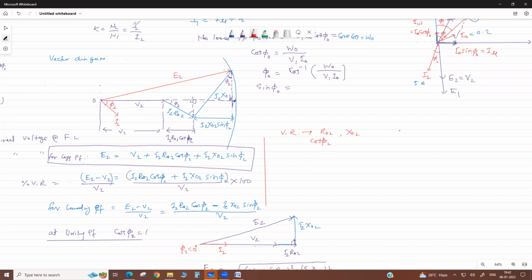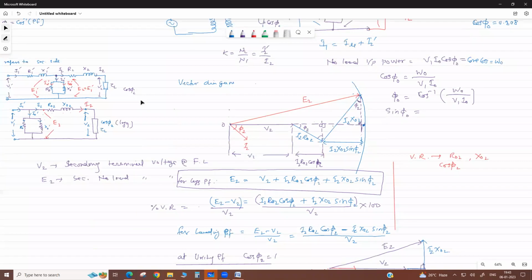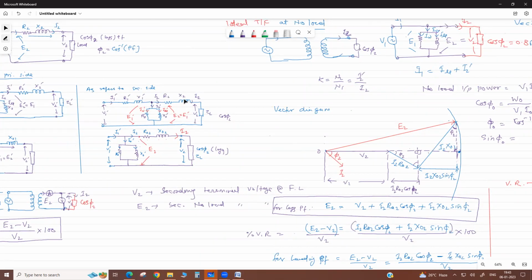Due to the fringing effect, maximum flux flows in the core, but some part is lost due to the fringing effect. There is a leakage flux. Due to leakage flux, there is a leakage reactance in the primary and secondary winding. Okay, then you show like this is your equivalent circuit. This is the leakage reactance X1, X2.